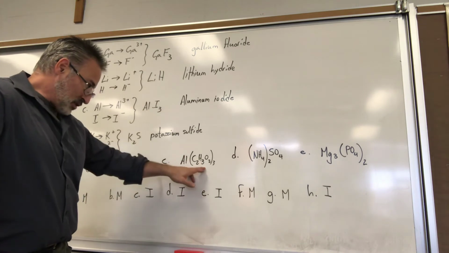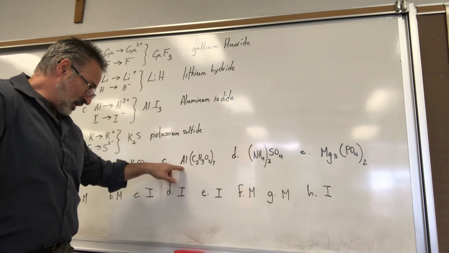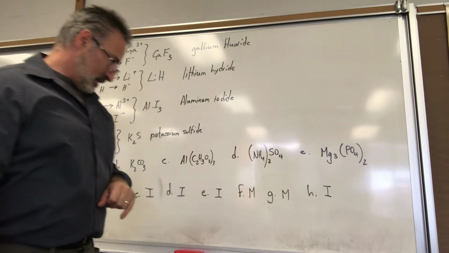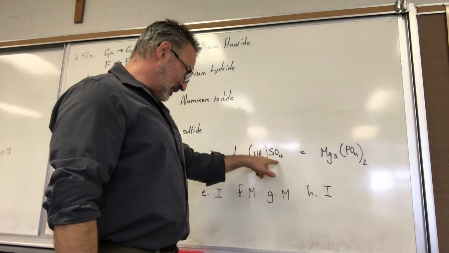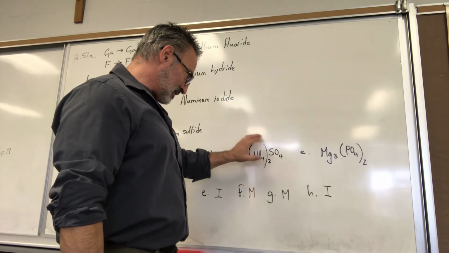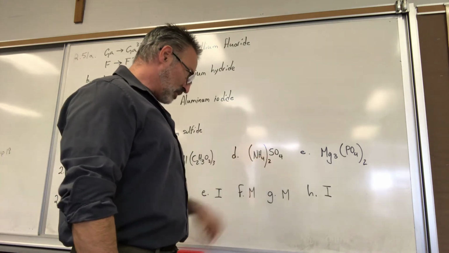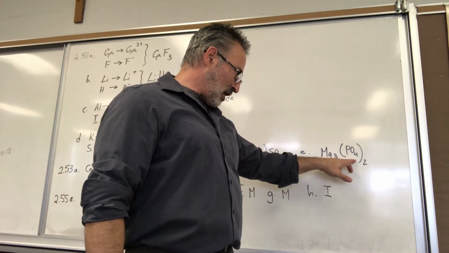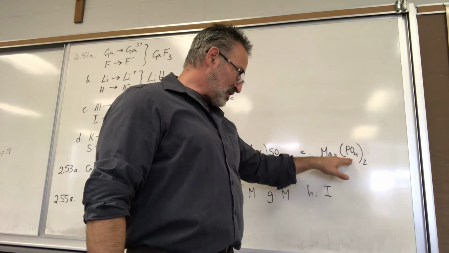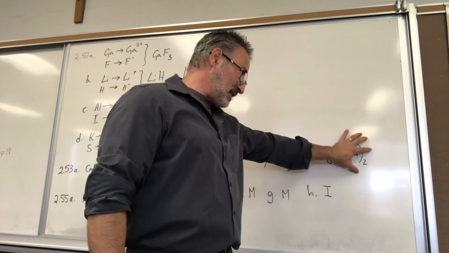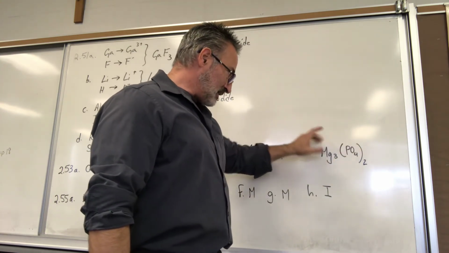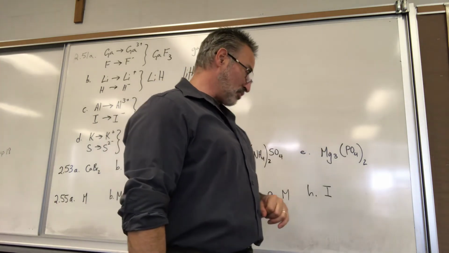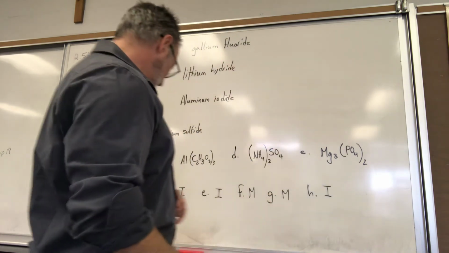Anyway, -1 for acetate, and aluminum is +3, so 3 acetates are going to combine with aluminum, so you're going to get aluminum acetate. D, ammonium is +1, sulfate is -2, so 2 ammonium cations combined with 1 sulfate to give you ammonium sulfate. And finally, magnesium with its +2 charge and phosphate with its -3 charge. You're going to get 2 phosphates at -3 to give you -6 total, and 3 magnesiums at +2 to give you a +6 total. And those will combine to form a neutral compound, giving you magnesium phosphate.